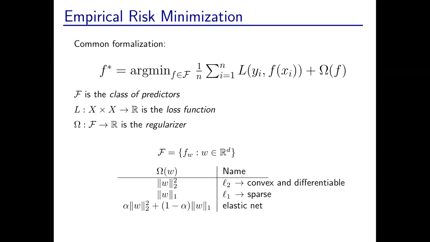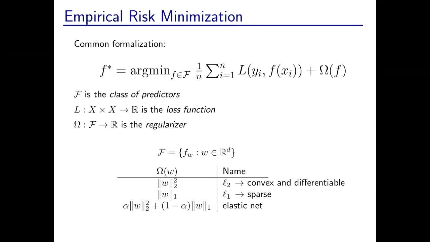Oh yeah, I forgot to mention, but in that case, it's very common to parameterize your function f with some parameters w that belong to Euclidean space, and then the regularization amounts to minimizing.